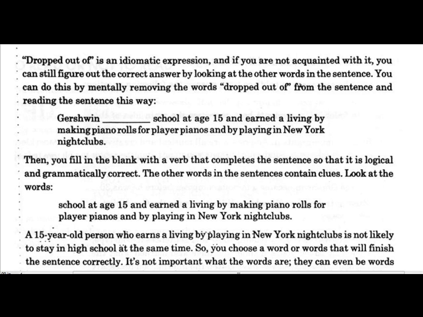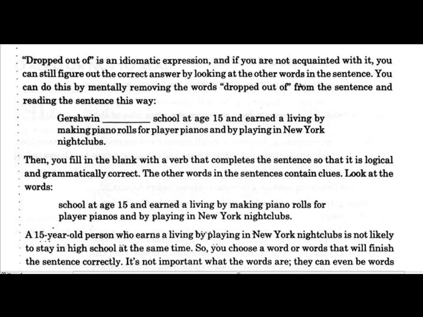The other words in the sentence contain clues. Now look at the words school at age 15 and earned a living by making piano rolls for player pianos and by playing in a New York nightclub. It should be obvious in most cultures that a 15-year-old who earns a living by playing in New York nightclubs is not likely to stay in high school at the same time. Maybe some people can do that, but we'll take the logic that normally it's not done.